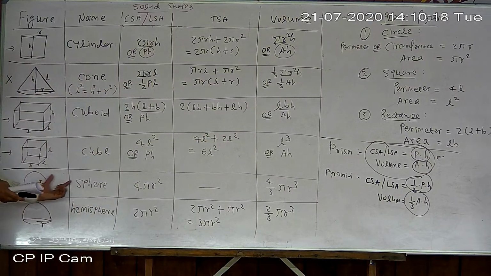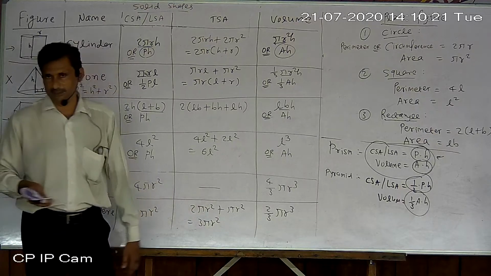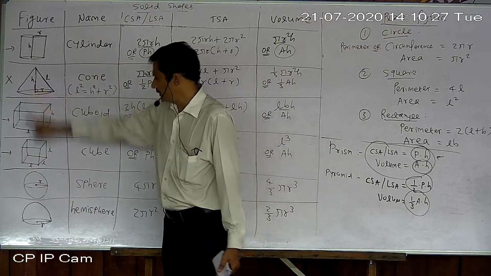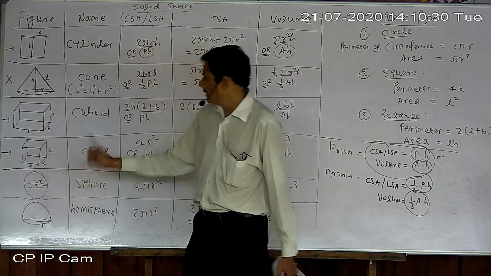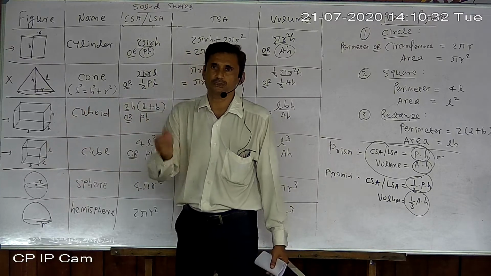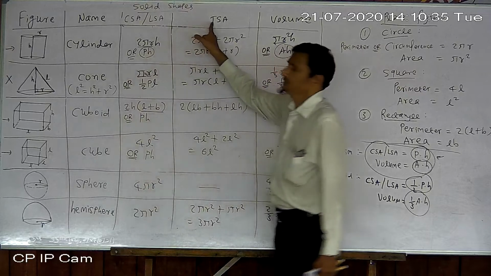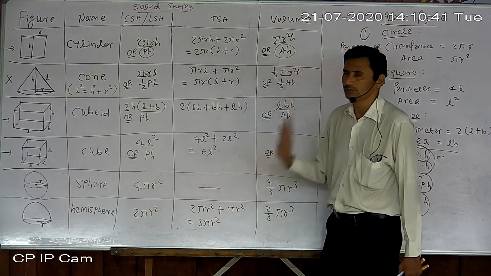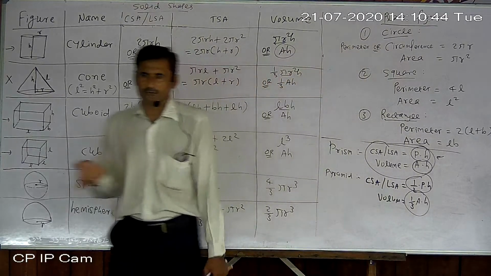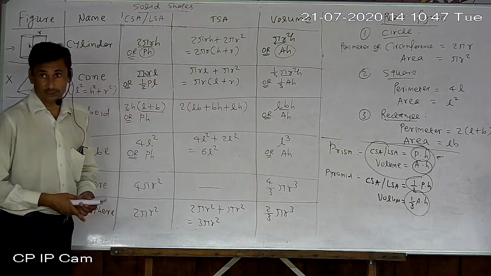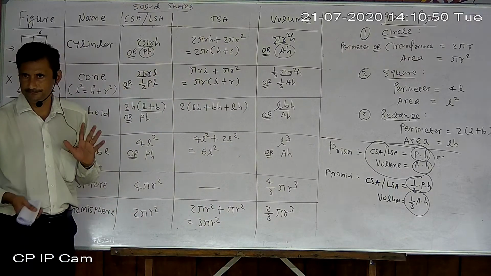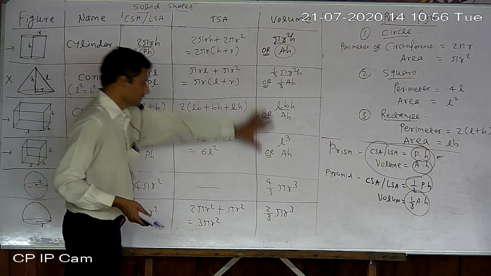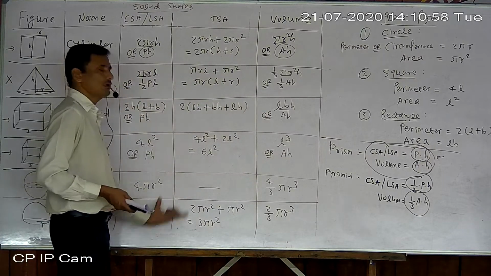Now, in a sphere no flat part is there. In all other shapes a flat part is there, here also and here also. But in a sphere no flat part is there, so no question arises of TSA. So no TSA is there. Otherwise you can understand CSA and TSA both are 4 pi r square, both are equal here. Whether you say curved surface area or total surface area, both are equal. And volume is 4 by 3 pi r cube. So far we are just discussing these 2 columns only.